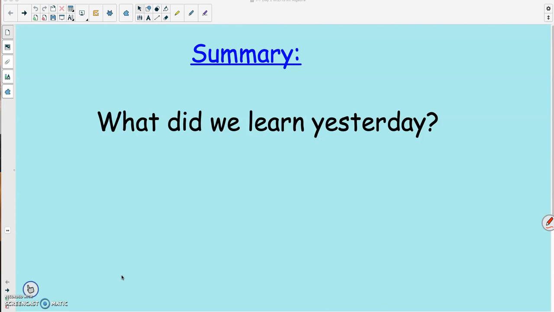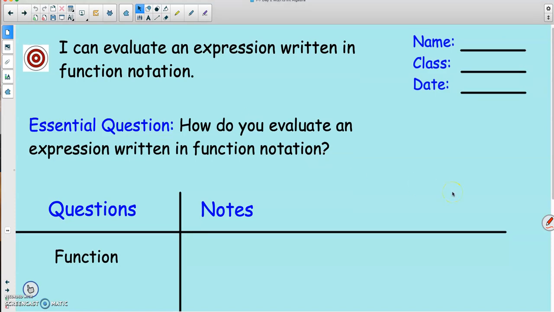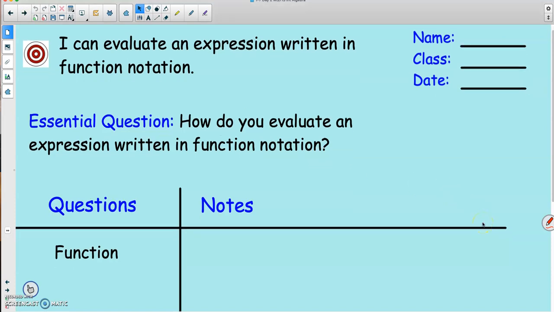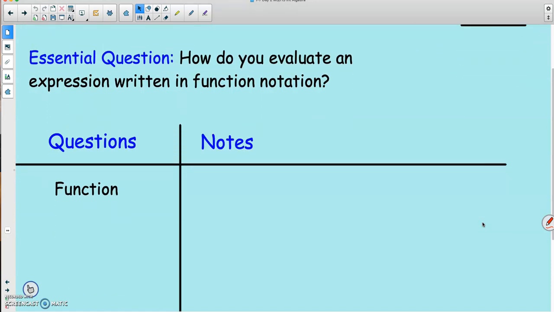Lesson 1-7, Part 2. On your summary slide, you can answer the question, what did we learn yesterday? Or what did we learn in our previous lesson? Our learning target is I can evaluate an expression written in function notation. And then our essential question is, how do you evaluate an expression written in function notation?